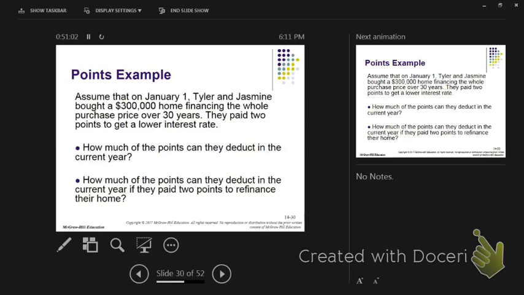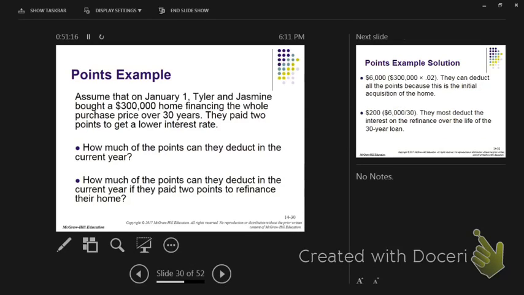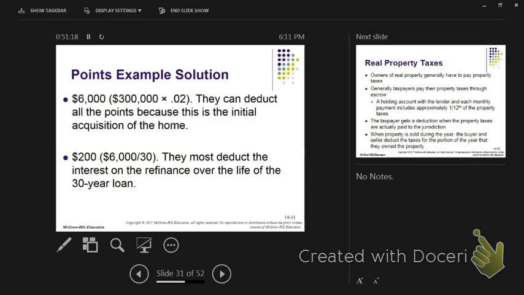What did we say was the difference? Well, they have to spread it out over the life of the loan, right? And how long's the loan? 30 years. So 6,000 divided by 30, so you're only doing $200. So that's really the only difference.